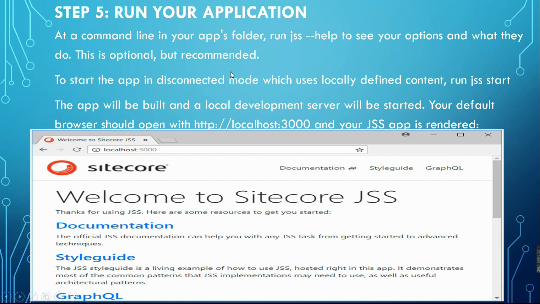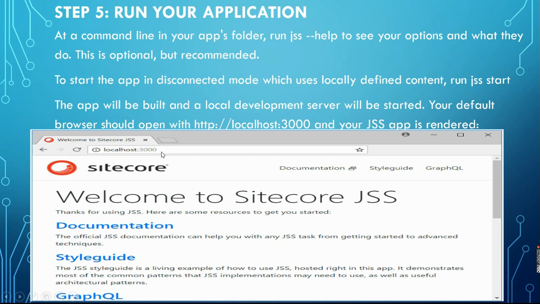When you run it, it will deploy all the necessary settings required for that application, and it will create the app. After the deployment, go to the application directory with cd, and in the next command give jss start, then your application will be started and loaded.